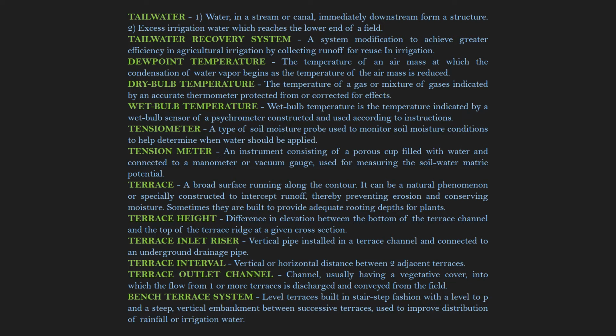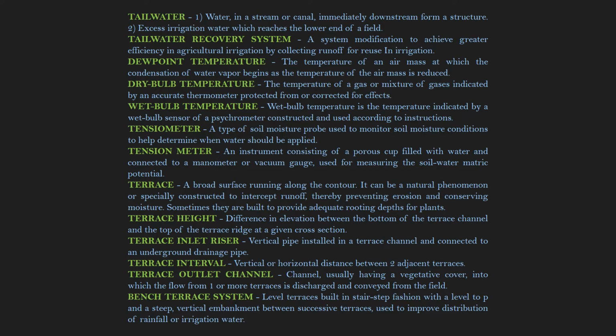Tensiometer. A type of soil moisture probe used to monitor soil moisture conditions to help determine when water should be applied. Tension meter. An instrument consisting of a porous cup filled with water and connected to a manometer or vacuum gauge. Used for measuring the soil water matric potential.